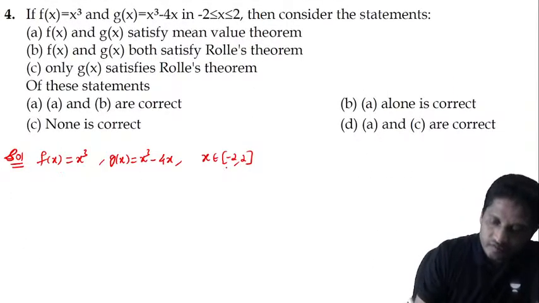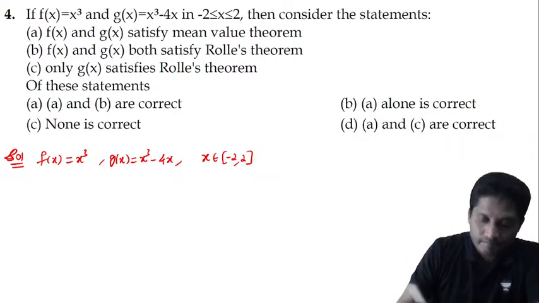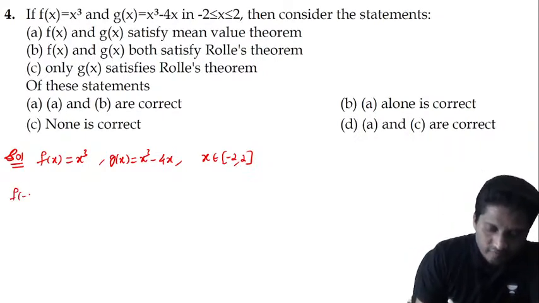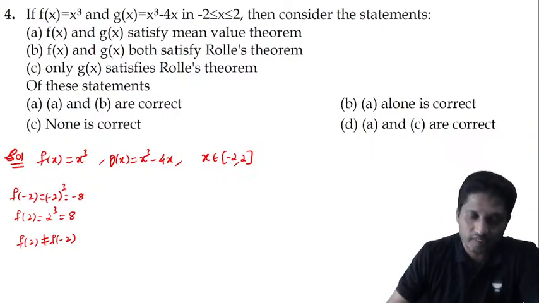Now if I look into the question, suppose f of x is equal to x cube in the closed interval minus 2 comma plus 2. Now if I check Rolle's theorem for this, f of a should equal f of b. f of minus 2 is minus 2 the whole cube, which is equal to minus 8. f of 2 is equal to 2 cube, which is equal to plus 8. This means that f of 2 is not equal to f of minus 2, so f of a is not equal to f of b. So for f of x, Rolle's theorem is not applicable.